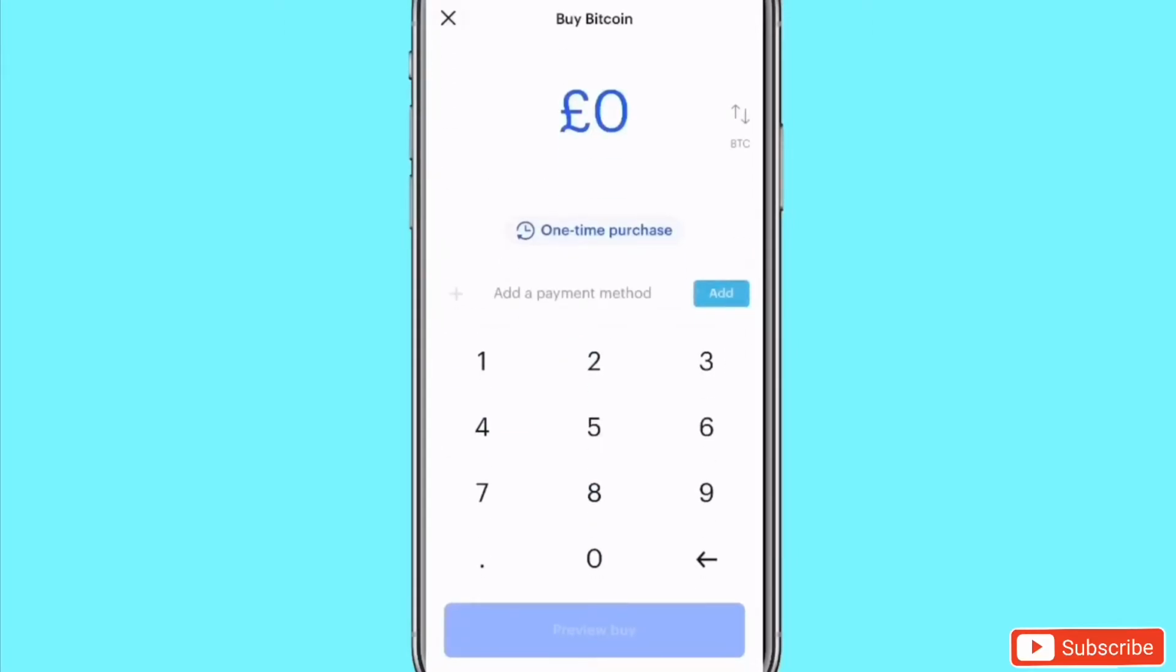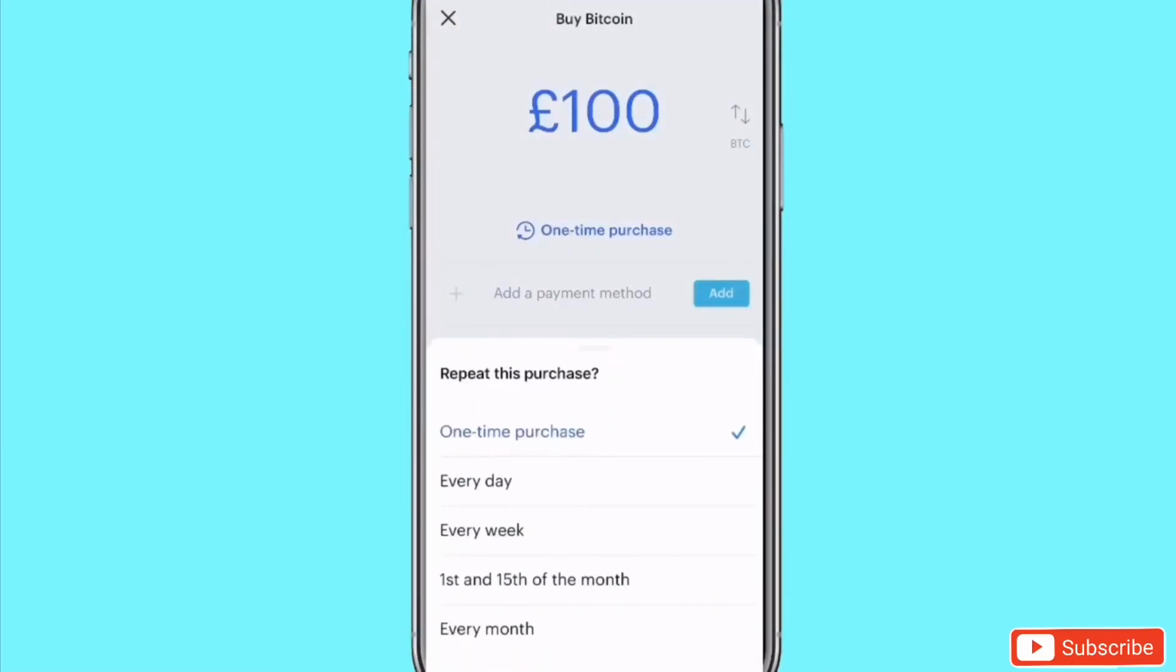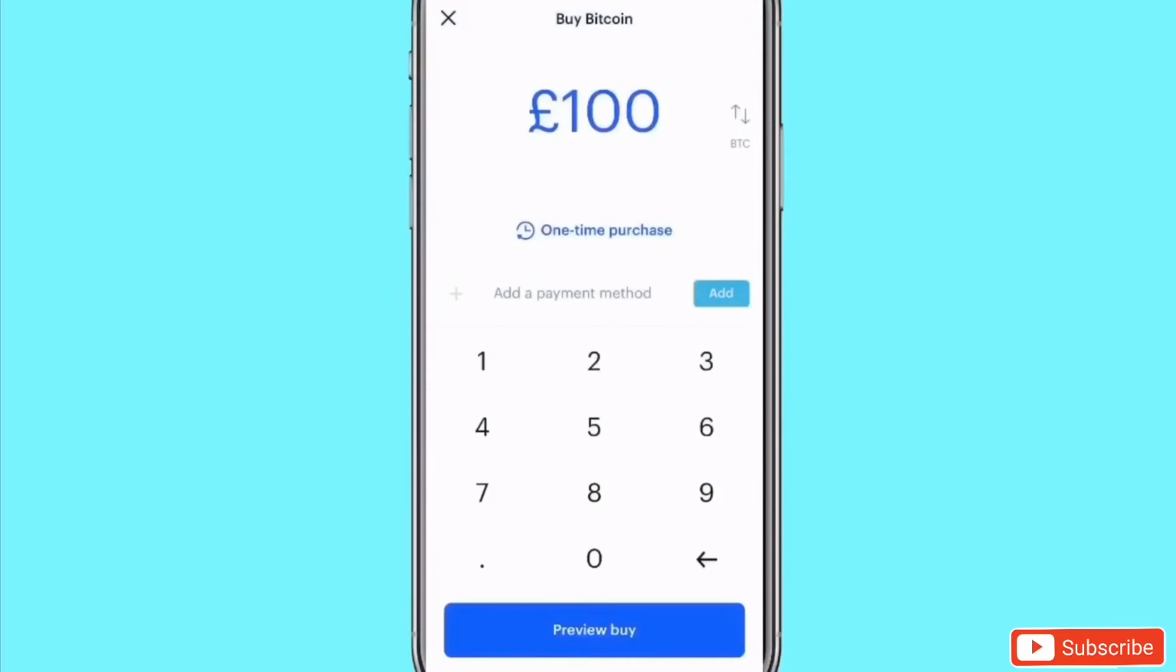So if I wanted to buy £100 of Bitcoin, you could do it as a one-time purchase, or the 1st and 15th of every month, etc. You can see there the different options. So you don't have to constantly put money in. This could automatically do it for you. Or you could change this to how much Bitcoin you want. So if I wanted to buy one whole Bitcoin, I could just put in one.